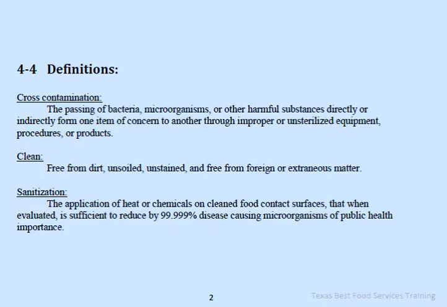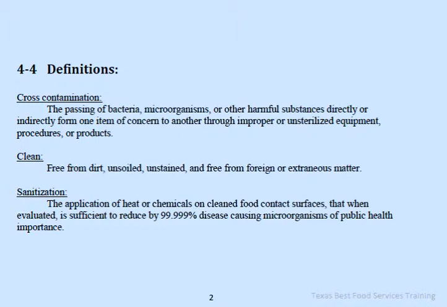Cross-contamination. Cross-contamination is the passing of bacteria, microorganisms, or other harmful substances directly or indirectly from one item of concern to another through improper or unsterilized equipment, procedures, or products.